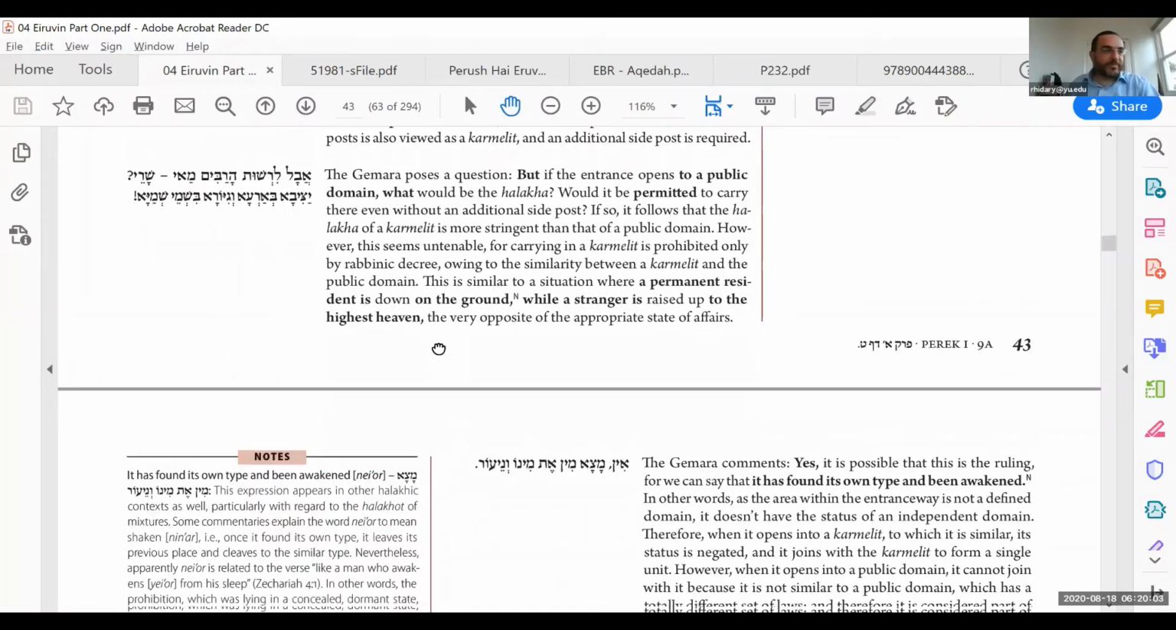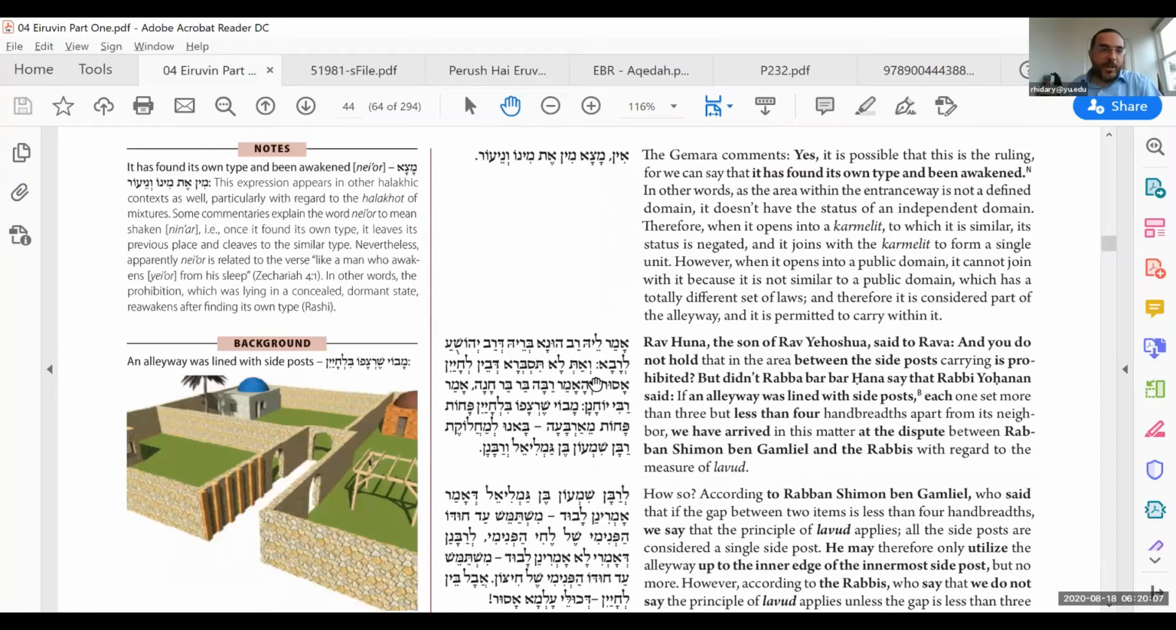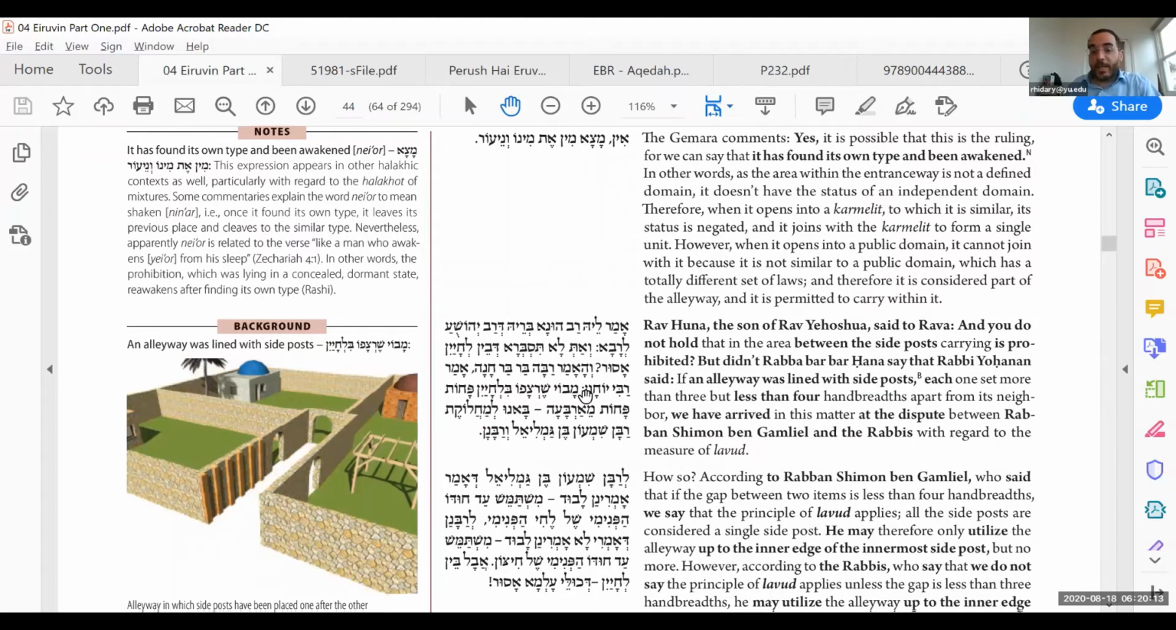Okay, good. Amar le Rav Huna bere le Rav Yoshua le Rava, ve'at latis berat ben nechayayin asur. So we're challenging Rava again. Says, really, you don't think that the area between the two lechis is a problem? Amar Rabba bar Hana, Amar Rabbi Yochanan, in the name of Rabbi Yochanan, Mavoy shel retzafo belechayayin pachot me'arba'a.